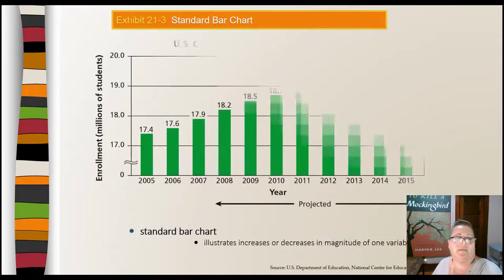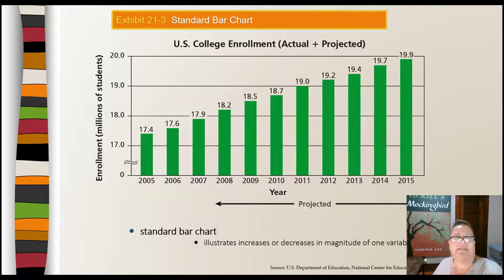All right, so on the next slide here, what we have is an example of a standard bar chart. This standard bar chart illustrates the decrease or the increase in a single item being quantified. So this is the U.S. college enrollment from 2005, 2006, 2007, and once I got to 2008, then it started being a projection. So this is an older graph, right? It's probably several years old.